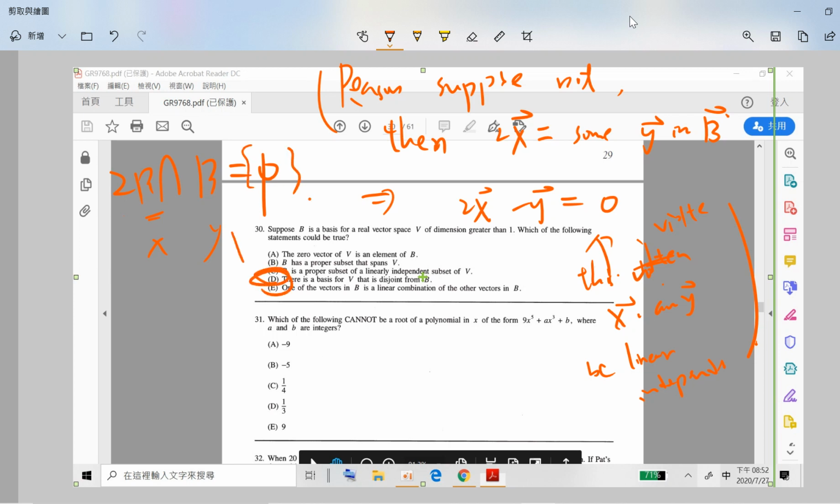So the answer is D. And C is definitely wrong, right? Suppose one of the vectors in B is a linear combination of the other vectors. If E is correct, then B is not linearly independent. So E is wrong. So the answer is D.